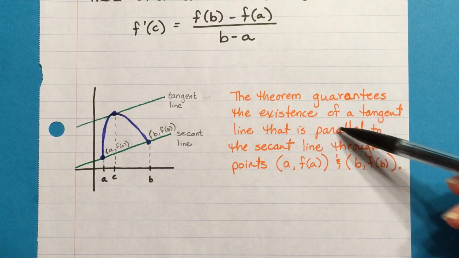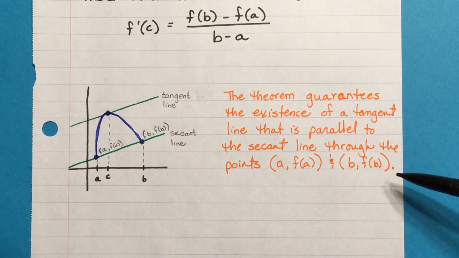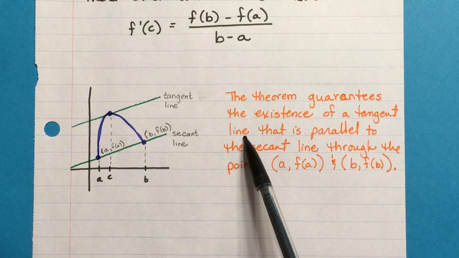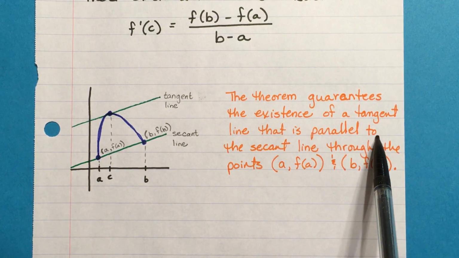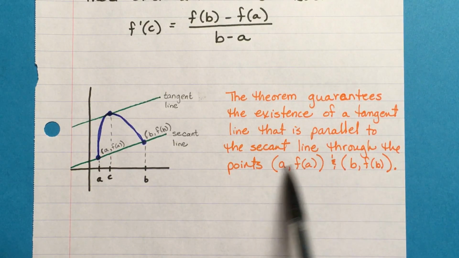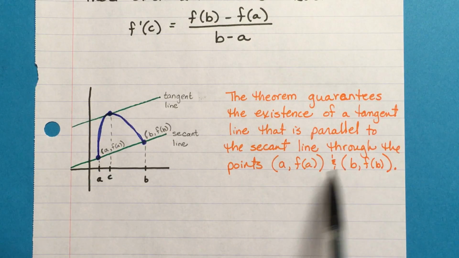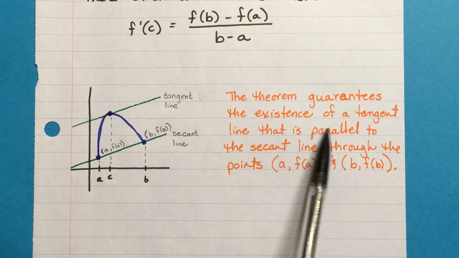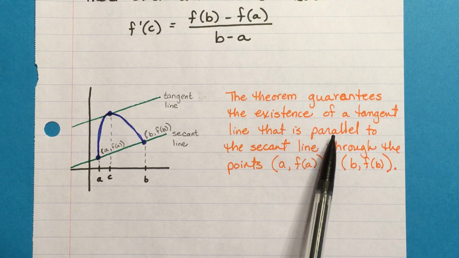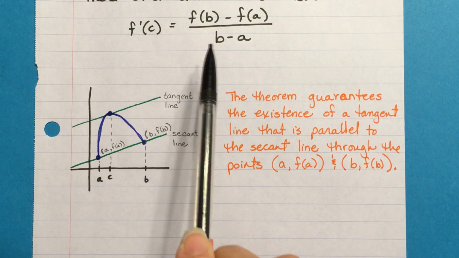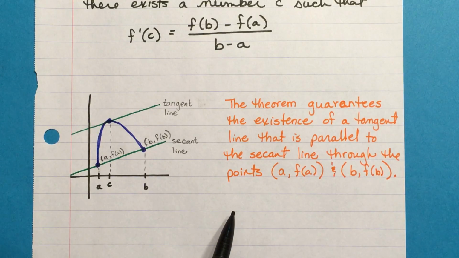So what this theorem states is what I've explained here in this little paragraph. It says the theorem guarantees the existence of a tangent line that is parallel to the secant line through the points A, f of A, and B, f of B. All right, so it says that the tangent line would have to be parallel to the secant line, okay? And if you think back, since we're talking about, of course, derivative, it always has to do with the slope of the tangent line.